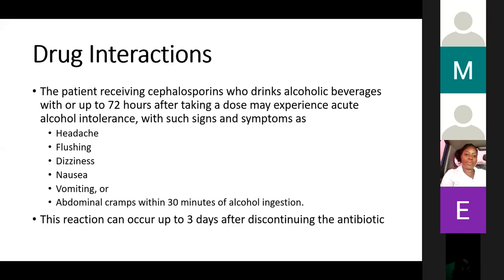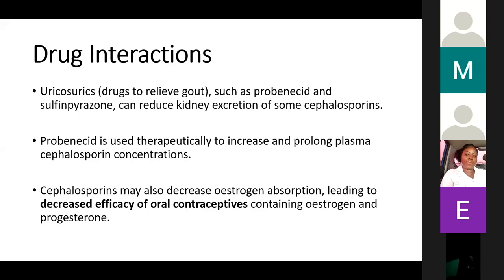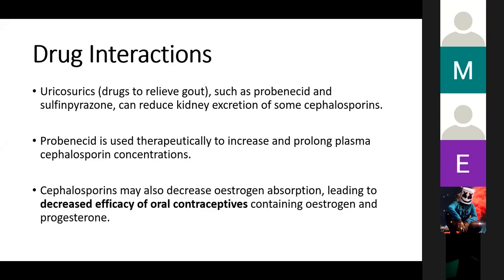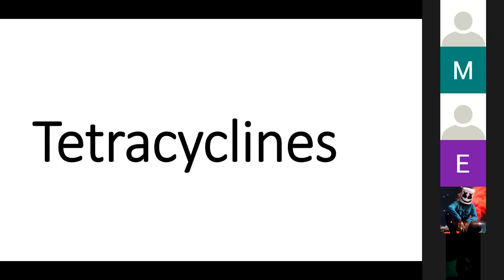Medications that relieve gout can reduce the excretion of cephalosporin. What this means is that if you give the medication used to relieve gout in addition, the cephalosporin will stay in the system for a longer period. It's also important to note a similar interaction with estrogen-containing oral contraceptives, with decreased efficacy. Patients need to use alternative contraceptives because there's decreased absorption, which decreases the efficacy. So to summarize, the drug interactions mainly have to do with the medications used to treat gout and oral contraceptives.